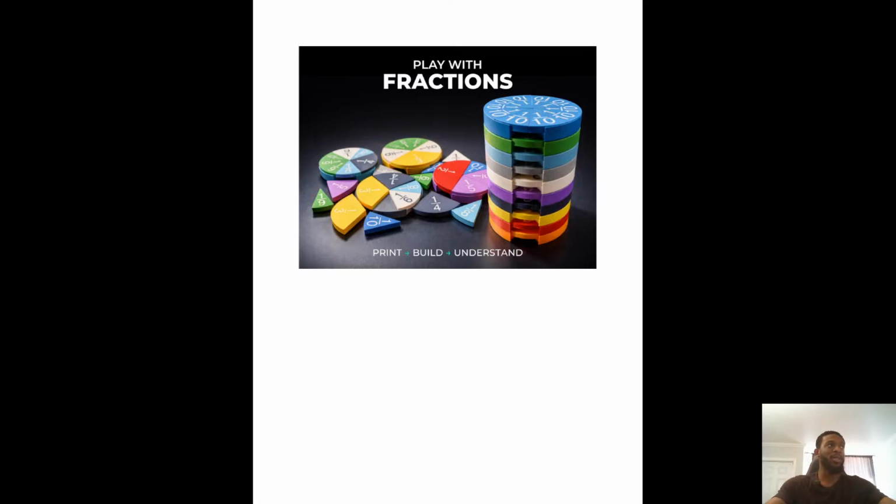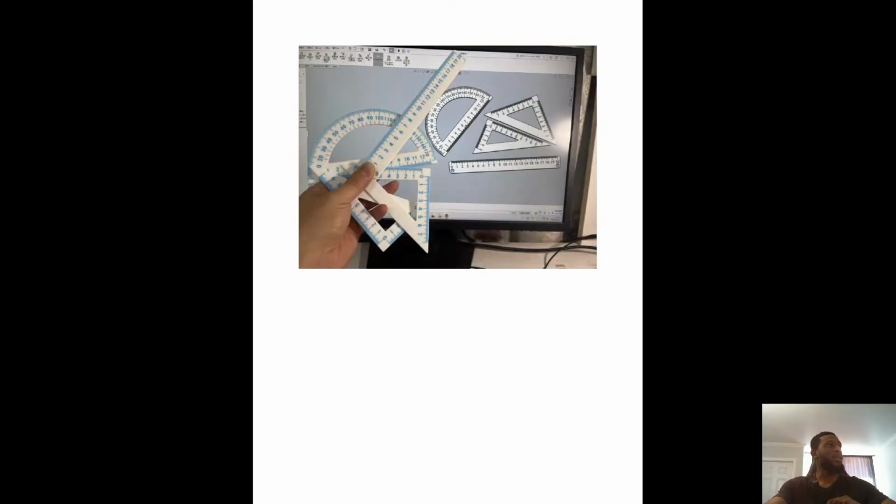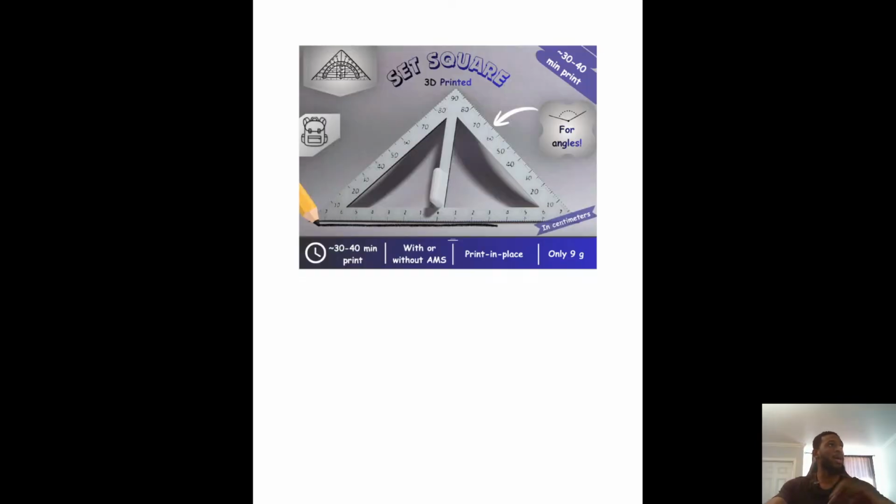Not often, but at least sometimes I do have to make some of my drawings by hand. So you have things like a foldable modular ruler set. I plan on making this and distributing it to community centers for kids, as well as STEM project schools. Also making a handy dimension set, as well as a high precision ruler set. Each and every one of these is going to be customizable.